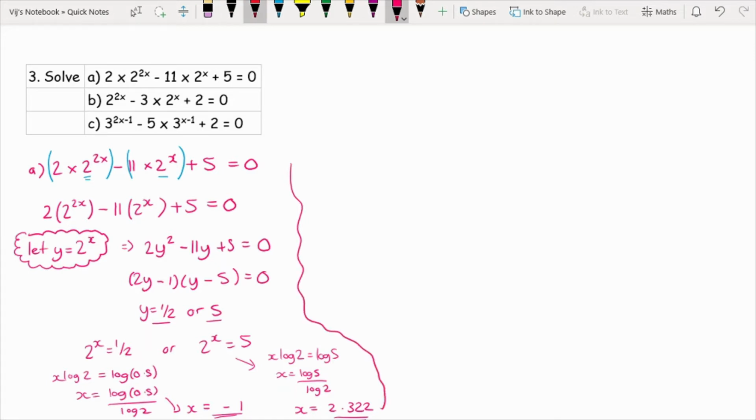So working with b, which I'll use a different colour. Again, I've got 2 to the power of 2x minus 3 times 2 to the power of x plus 2 equals 0. So I'm going to leave this as, let's write this as 2x squared minus 3 lots of 2x plus 2 equals 0. I'm then going to let y equal 2x.